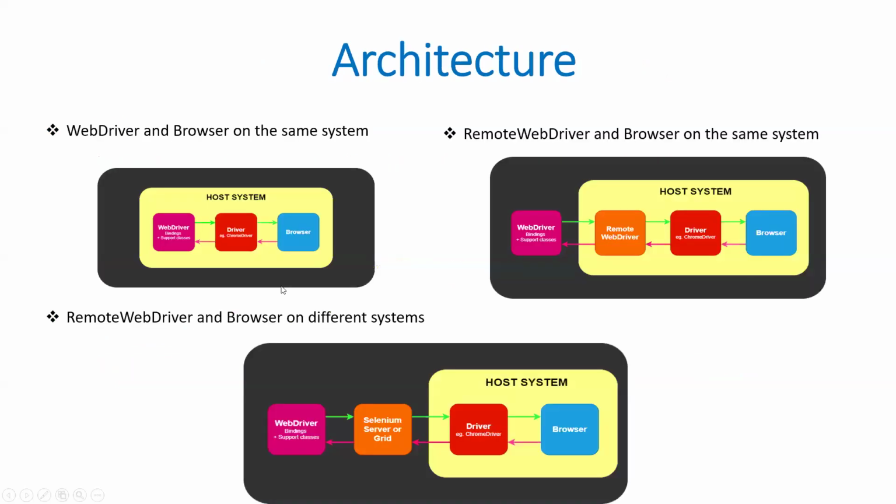Okay. So next, it is architecture: how Selenium WebDriver interacts with the browser, and how it interacts with the driver in the same local system or in a remote system. That means if the browser is in the same system where Selenium WebDriver is available, how it interacts. If the browser is in a remote system and the Selenium WebDriver is in another system, both in two different systems, how does it interact? That is what these pictures explain.